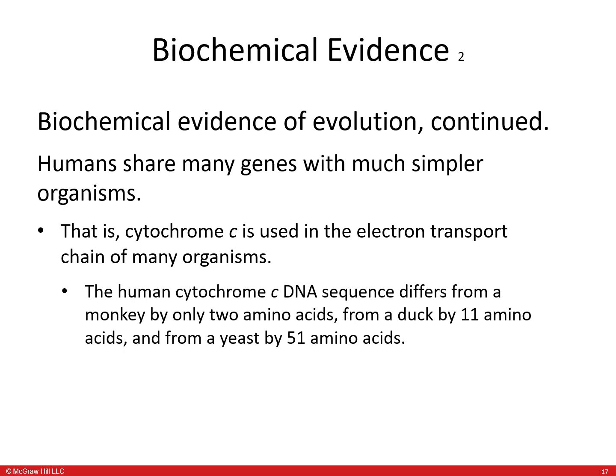Humans share many genes with much simpler organisms. For example, cytochrome C is used in the electron transport chain of many organisms. The human cytochrome C sequence differs from that of a monkey by only 1 amino acid, from a dog by 11 amino acids, and from a goose by 51 amino acids.